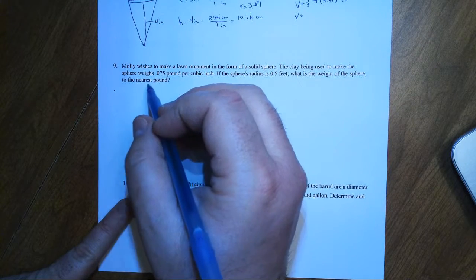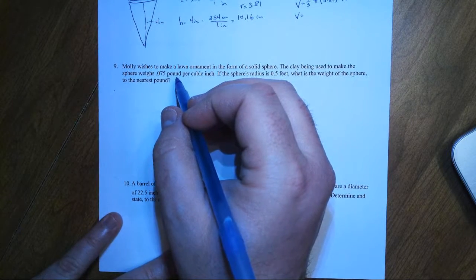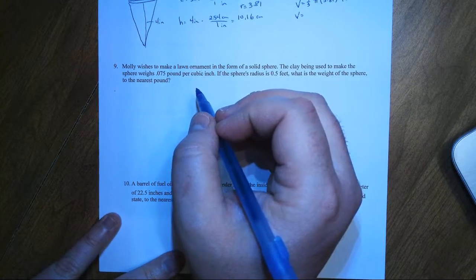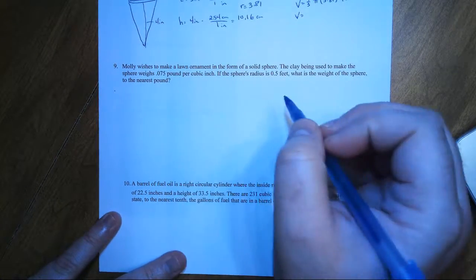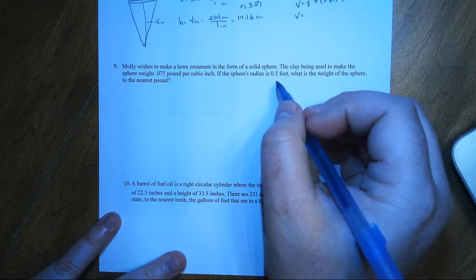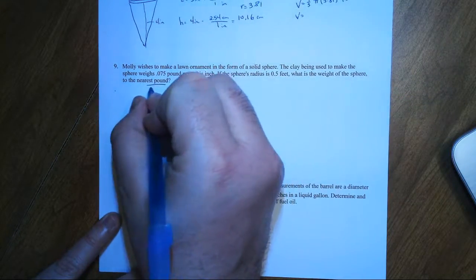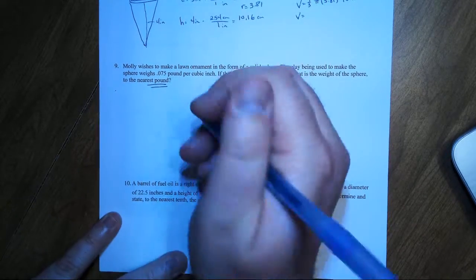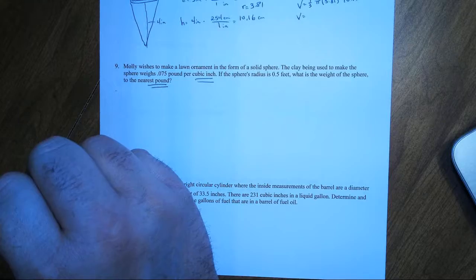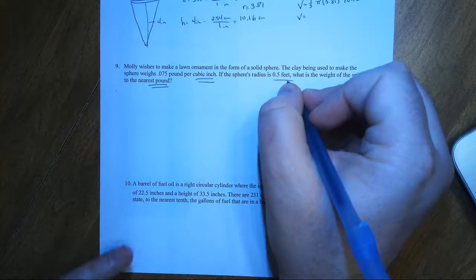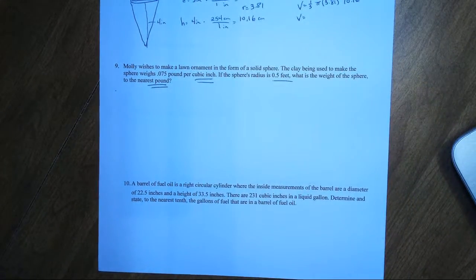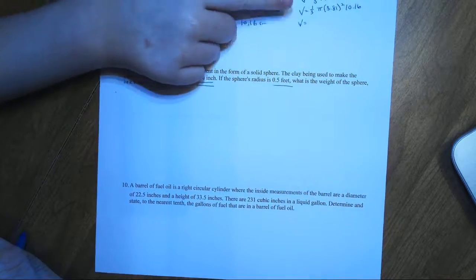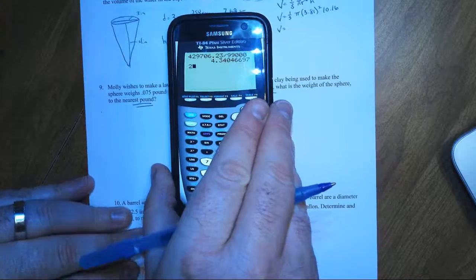Okay, Molly wishes to make a lawn ornament from a solid sphere. The clay being used weighs 0.7 pounds per cubic inch. Okay, and the sphere's radius is 1/2 a foot. What is the weight of the sphere to the nearest pound? So, 2 things we're doing. Number 1, it mentions cubic inches, which is the volume in terms of inches, and it's giving us feet. So it's going to help us out in a minute because it's kind of an easy conversion. Let's calculate this one out though.